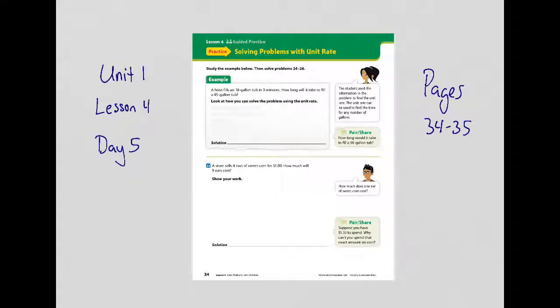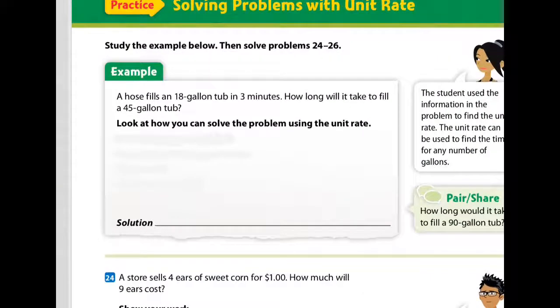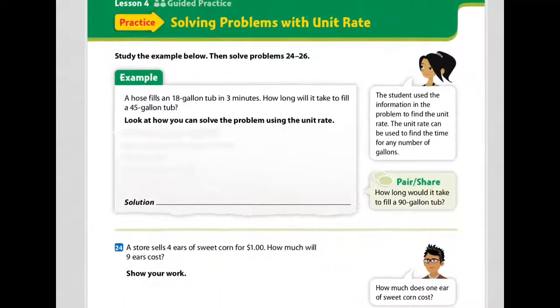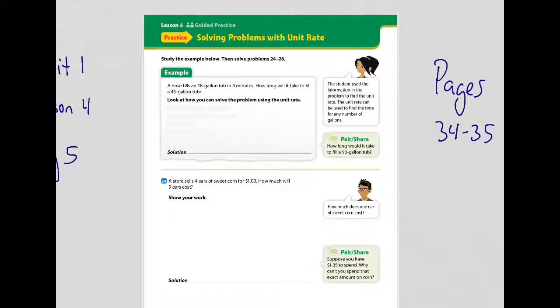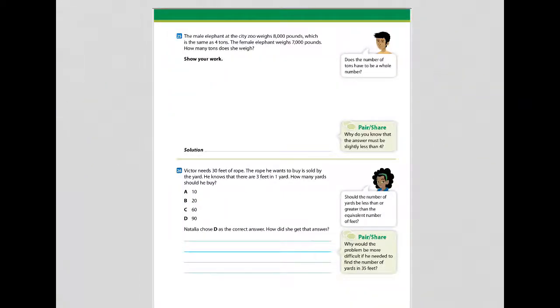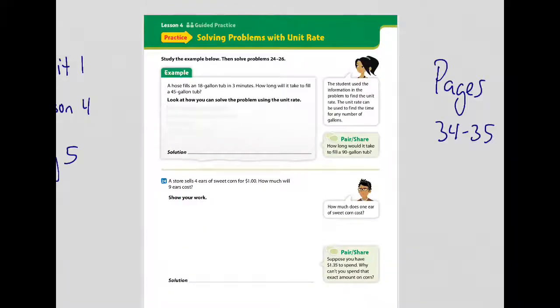So in your book on page 34, they have this example at the top already filled out, but I whited it out because I want you to see how I'm going to solve it. So the plan is I'll go over this example, and then you are going to be working on the other problems on 34 and 35. There's only 3 other problems on your own. With the pair shares, sometimes I'll have you do it, sometimes I'll do it. So that will be the pair share part.